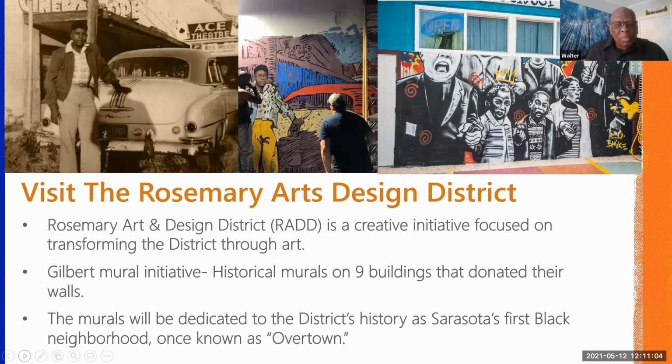So we've started a group. It's called RAD, the Rosemary Arts and Design District. And one of the things we're doing is the Gilbert Mural Initiative. What we're doing is we're going to have historic murals placed throughout that area to represent the type of culture that was there and to add culture and arts to that district. The one in the middle was our first mural. In fact, that's going to be probably our smallest one. But we have plans on putting another 8 murals down there to depict that history.